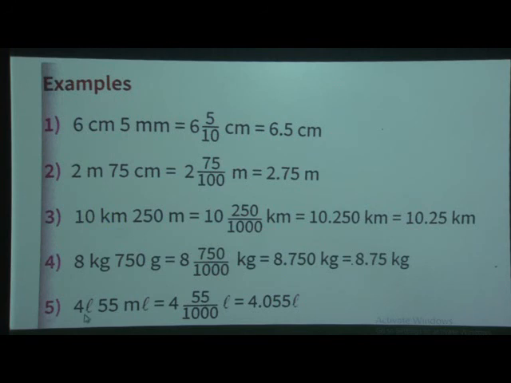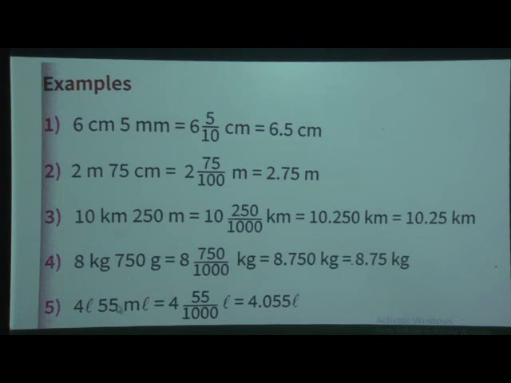Now we will see one more example of capacity, that is a liquid, that is liter. 4 liter 55 milliliter is equal to 4 whole 55 upon 1000. Why? Because 1 liter is equal to 1000 ml. So it is equal to 4.055 liter. Here we have only 2 digits in the numerator, but it is divided by 1000, so we have to leave 3 digits. If we have 2 digits, we just write a 0 and give the decimal point. So our answer is 4.055 liter.